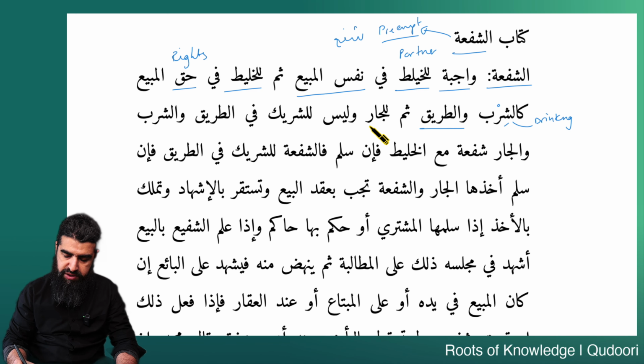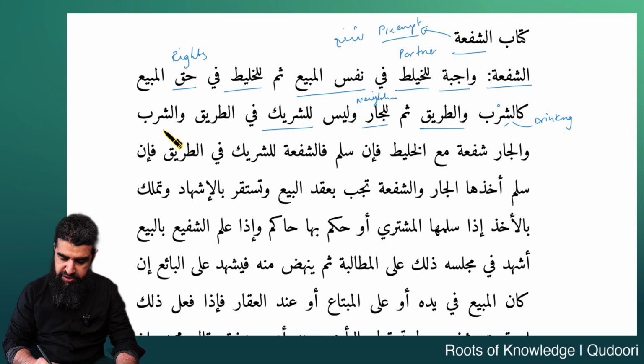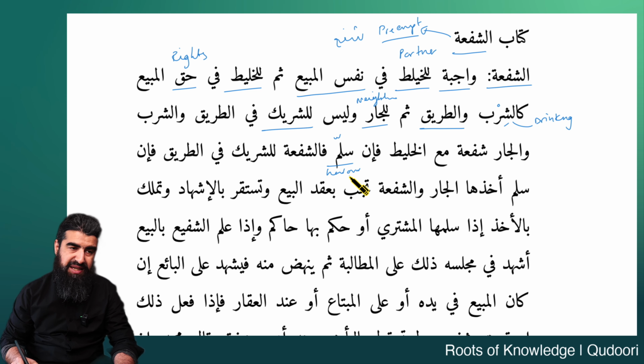Tariq is road. Jar is neighbor. Sharik is, again, partner, another word for khalit. Fi tariq was shirb, wal jar shuf'a. Sallama yusallimu is to hand over. So to hand over. This basically is sallama yusallimu taslim.